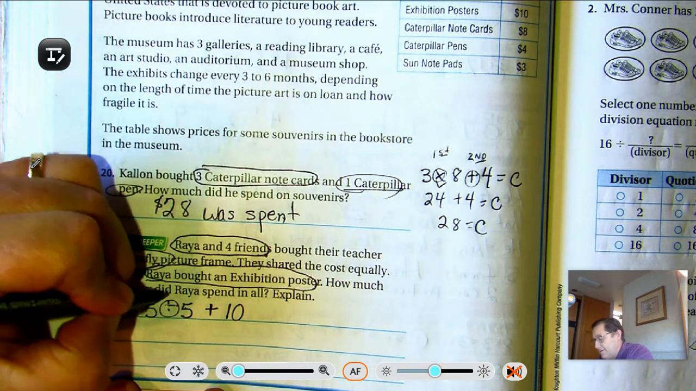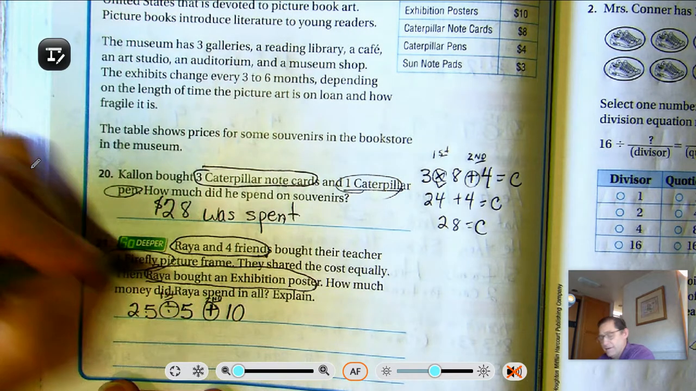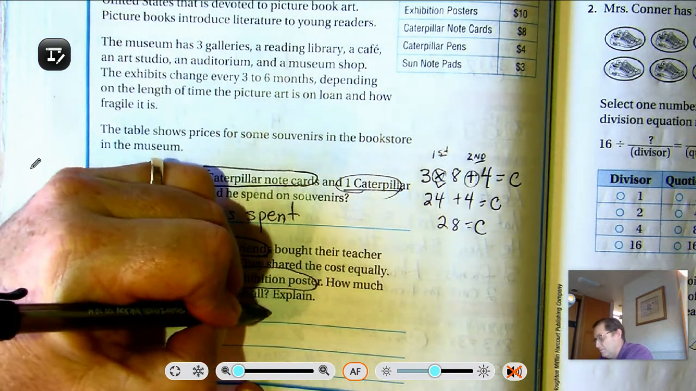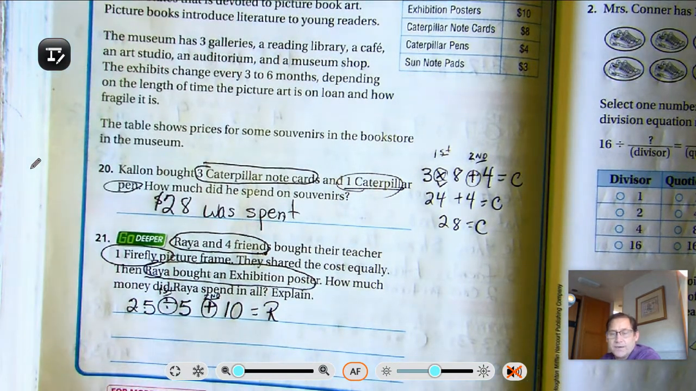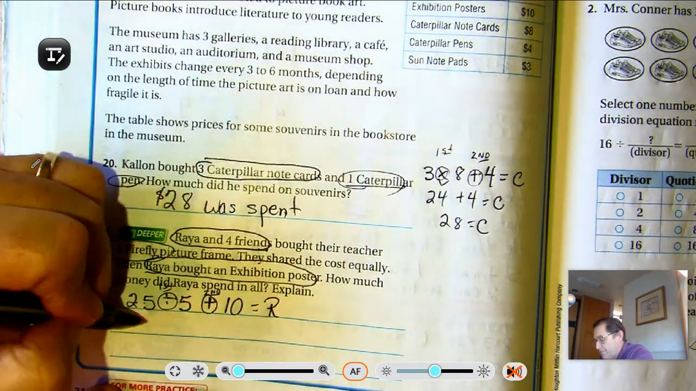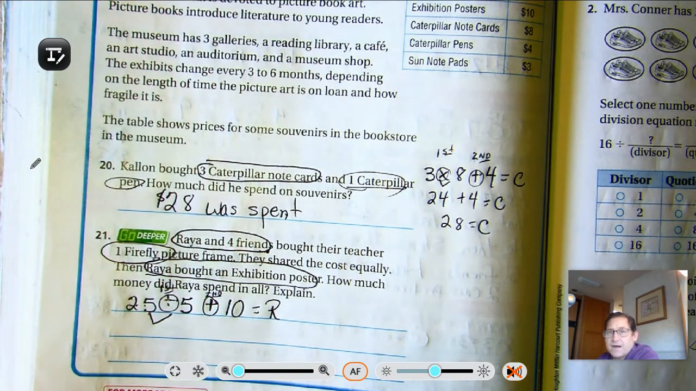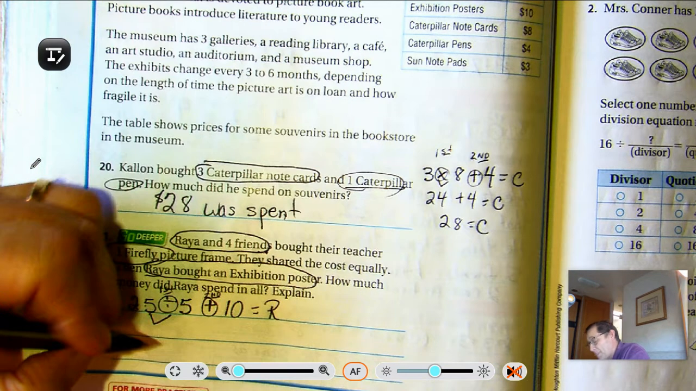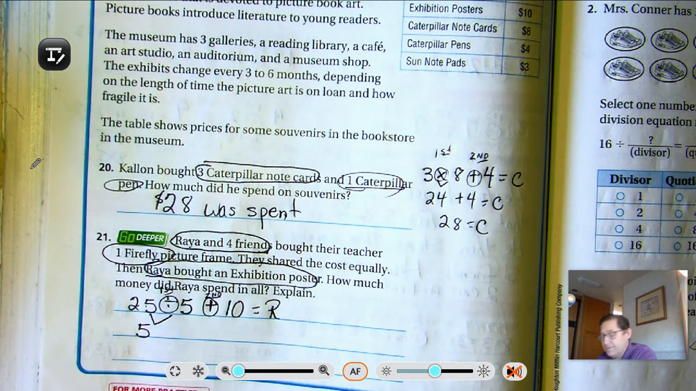So we're going to divide first and add second. And so that's going to equal, I'm going to say R for Rhea. I'm going to say that equals Rhea's cost. So let's do 25 divided by 5. 5 times what is 25? 5, 10, 15, 20, 25. 5 times 5. All right, so 25 divided by 5 is 5.